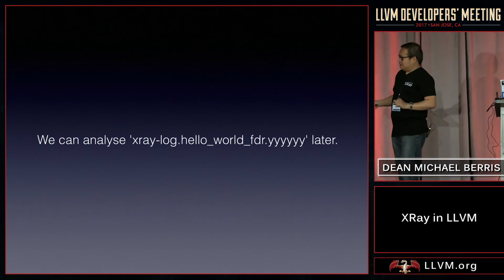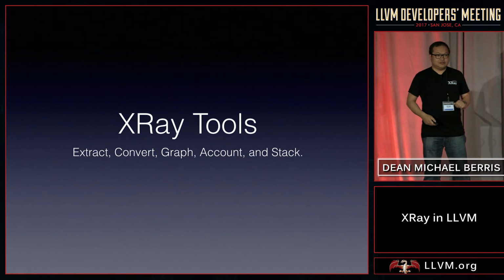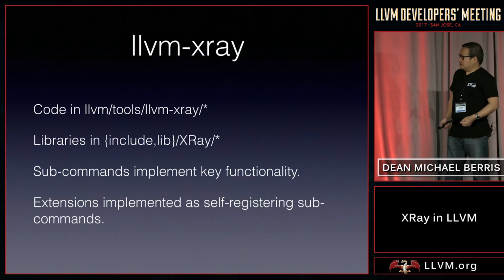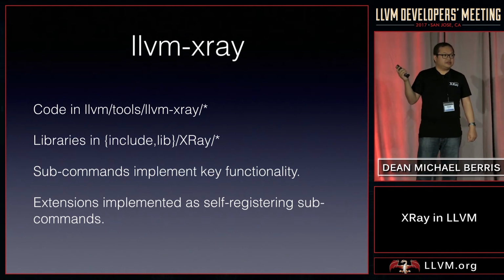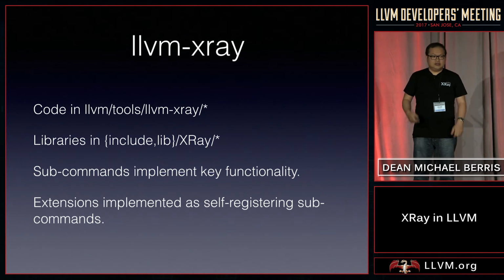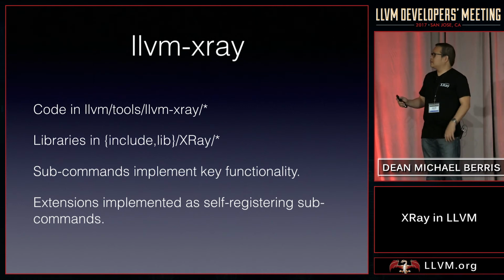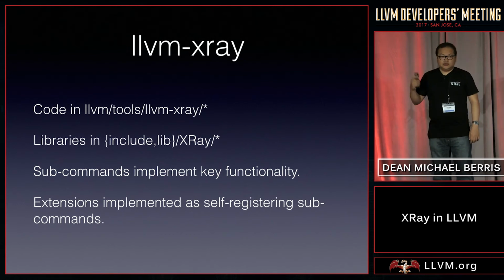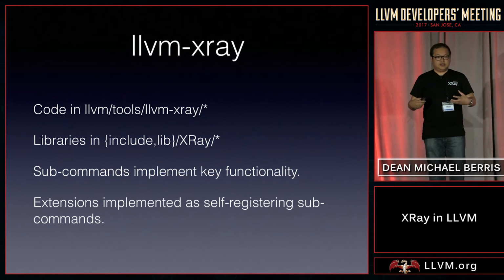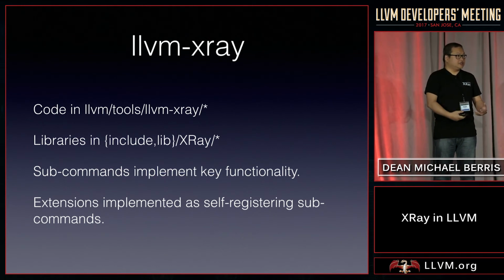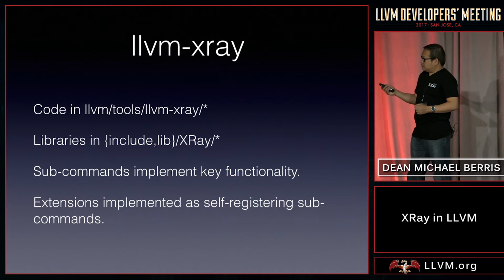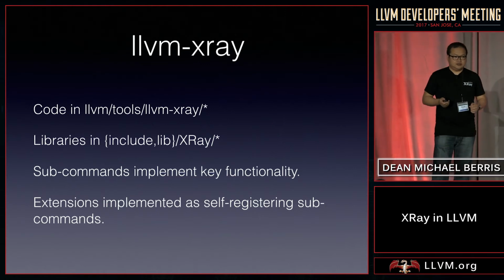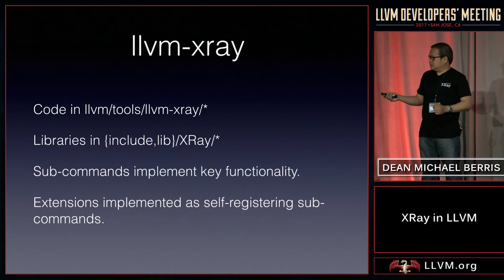I have very few minutes left. So let's talk about the tools. So now you have traces. What can you do with these traces? All the code for the tools is in this llvm-xray binary. It's in your LLVM checkout, in the tools directory, and you can use this today in top of tree LLVM. The libraries that the tools use are there, so you can build upon the trace loading and the instrumentation sled in your own tools if you want to. And you can also add subcommands to the llvm-xray tool, and we're going to go through a few of those here.